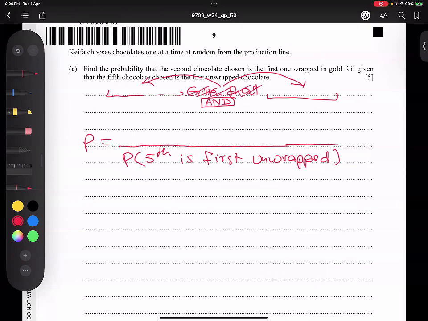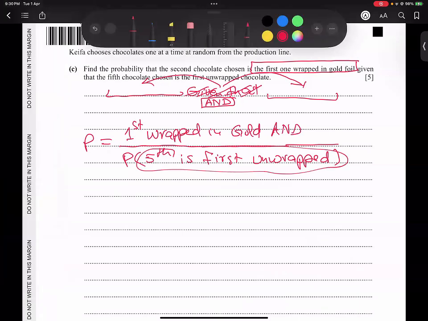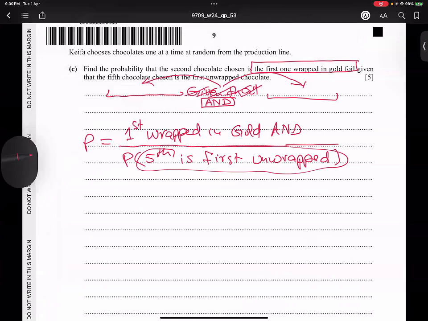So let's try to read the question. This is before "given that", and this is after "given that". Let's read together: first one wrapped in gold foil, and the fifth is first unwrapped. I hope you got the point.